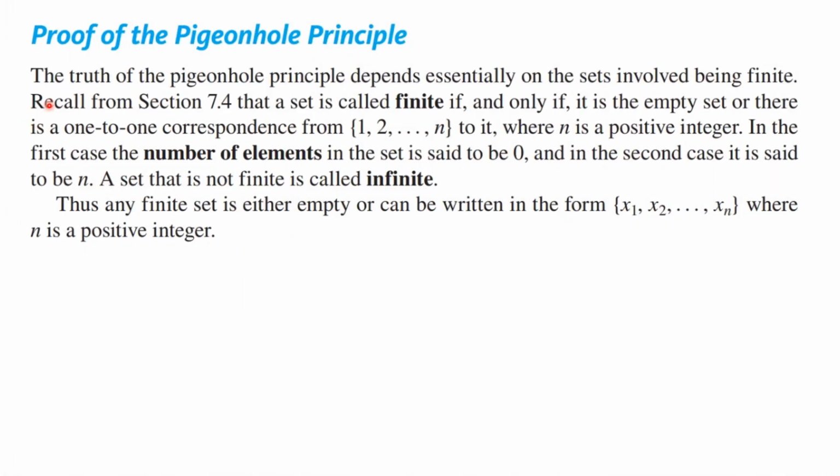Now we're going to talk a little bit about the proof of the pigeonhole principle. It depends essentially on the sets involved being finite. Recall that a set is finite if and only if it is either the empty set or there's a one-to-one correspondence from a set that is 1, 2, all the way up to n to it, where n is a positive integer. That's really just counting the number of elements there. In the first case, the number of elements is 0, and in the second case it is said to be n. A set that is not finite is called infinite. Thus, any finite set is either empty, or it can be written in the form x sub 1, x sub 2, all the way up to x sub n, where n is a positive integer.